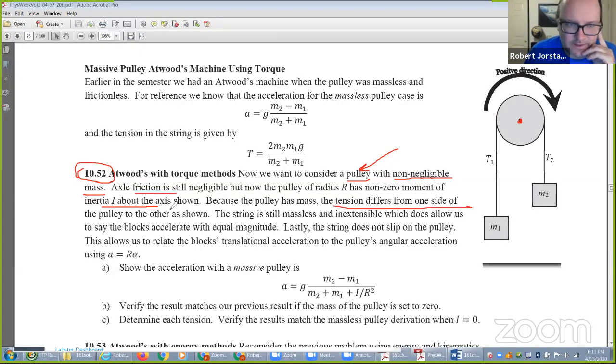The tension differs. This is totally different now. The string is still massless and inextensible. The string does not slip on the pulley. This is really important. Because the string does not slip, we can use this equation. If the string slips, we can't use that equation. String does not slip. That's what allows this. Now I'm going to go pop into the solution and take a look at it.